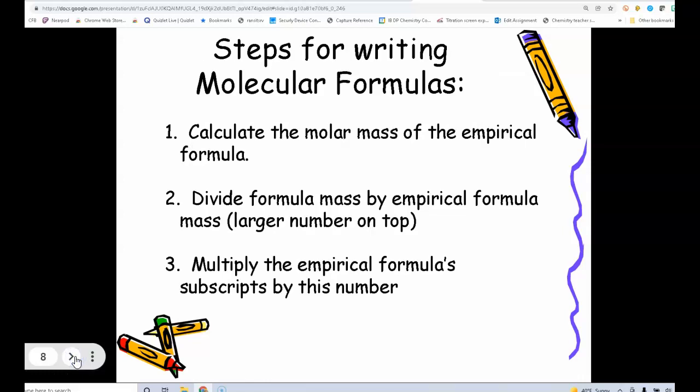So, steps for writing molecular formulas. We're going to calculate the molar mass of the empirical formula. We've done that before. We'll practice it again. We're going to divide the formula mass by the empirical formula mass. This means we're going to have the larger number on top, the smaller number on the bottom. And then we're going to multiply the empirical formula by this number so that we can calculate the new molecular formula.